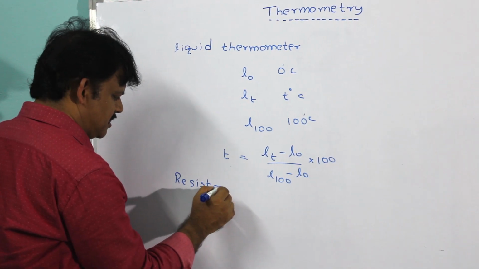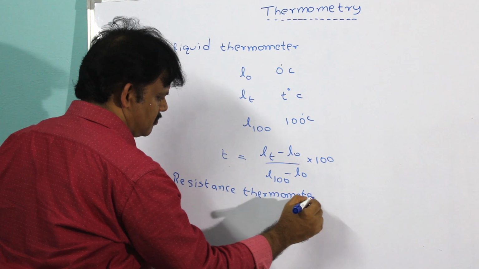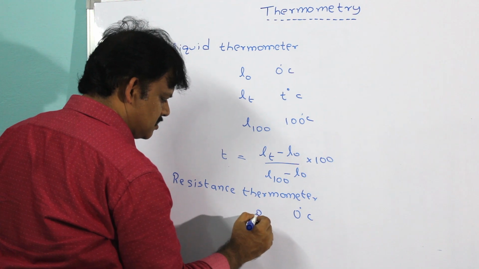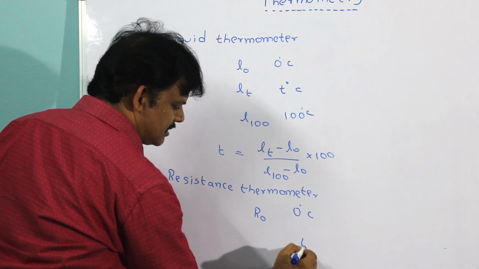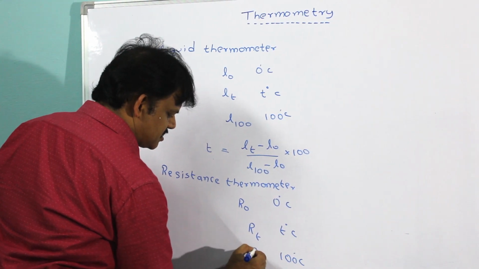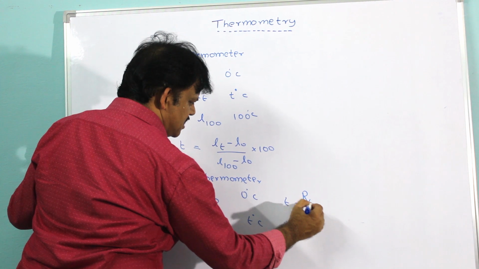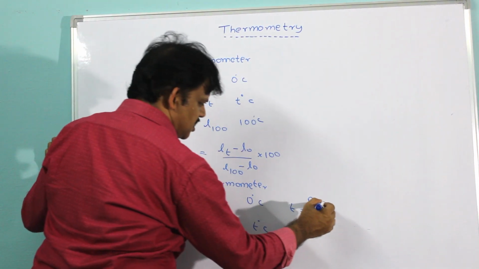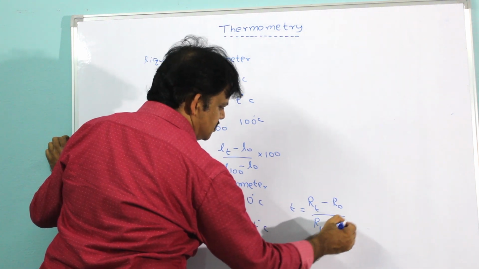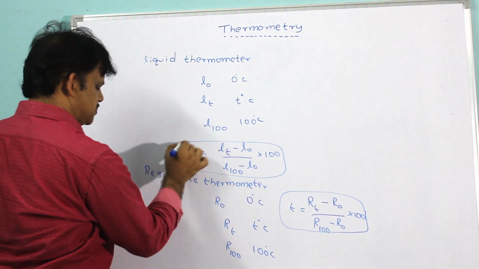The same concept is applicable for the platinum resistance thermometer. Here at 0 degree Celsius the resistance value is R naught, at T degree Celsius the resistance is RT, and at 100 degree Celsius the resistance is R100. Then the temperature expression is similar, substituting resistance in place of length: T is equal to RT minus R naught by R100 minus R naught into 100. This is also an expression for temperature.